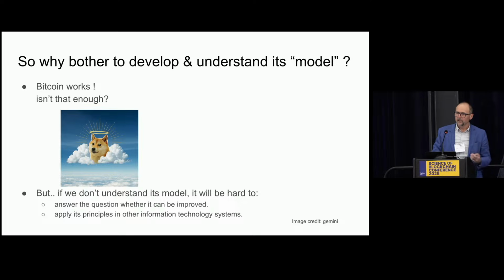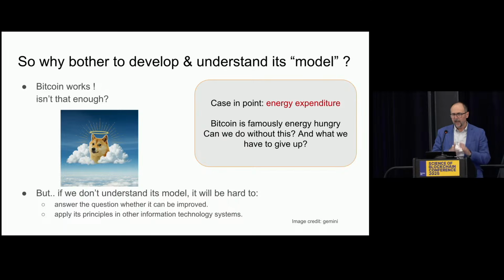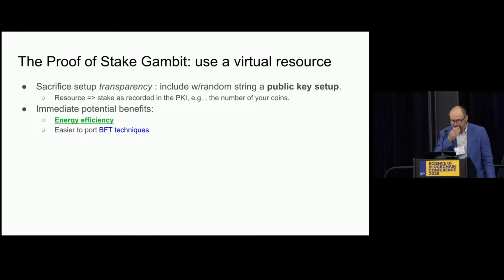Now, case in point about improving the protocol, energy expenditure has been a famous and highly contested topic in the blockchain world. Bitcoin is famously energy hungry, and the question is, can we do away with this feature? And if we do, what do we have to give up? An answer to this question comes in the form of what we may call the proof-of-stake gambit. Proof-of-stake will sacrifice something, and first and foremost, importantly, it will sacrifice setup transparency.